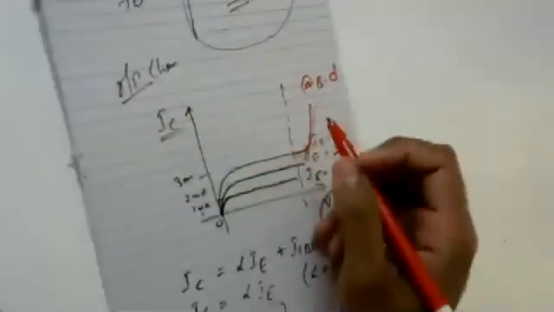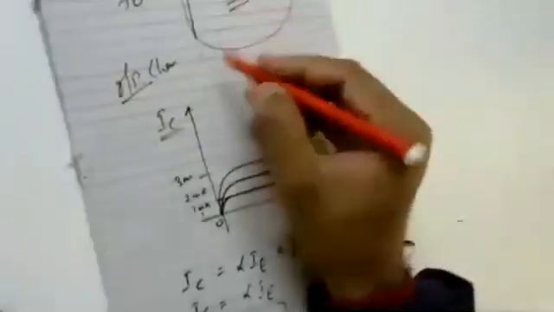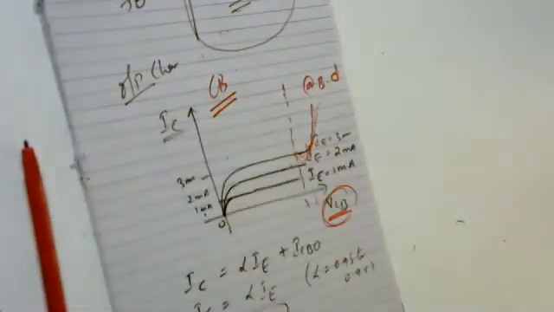Is it clear? So this is indicating the output characteristics of your transistor, wherein the transistor is operating in a common base configuration. Is this concept clear to you people?